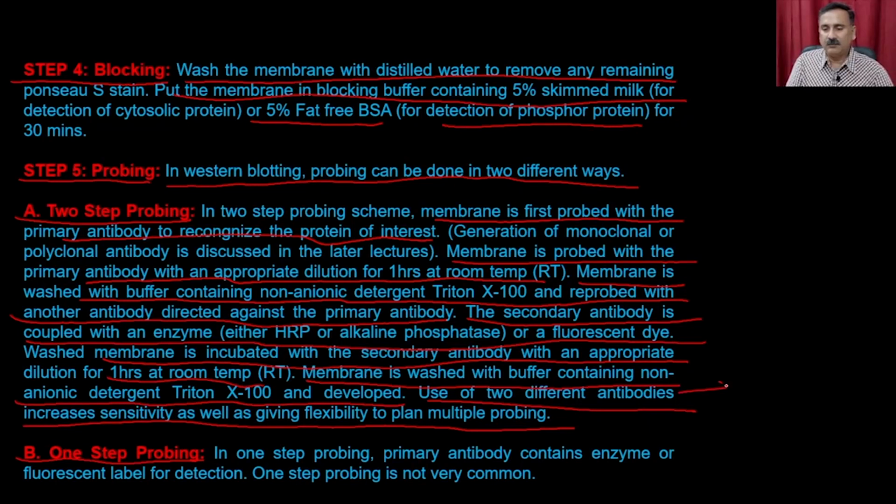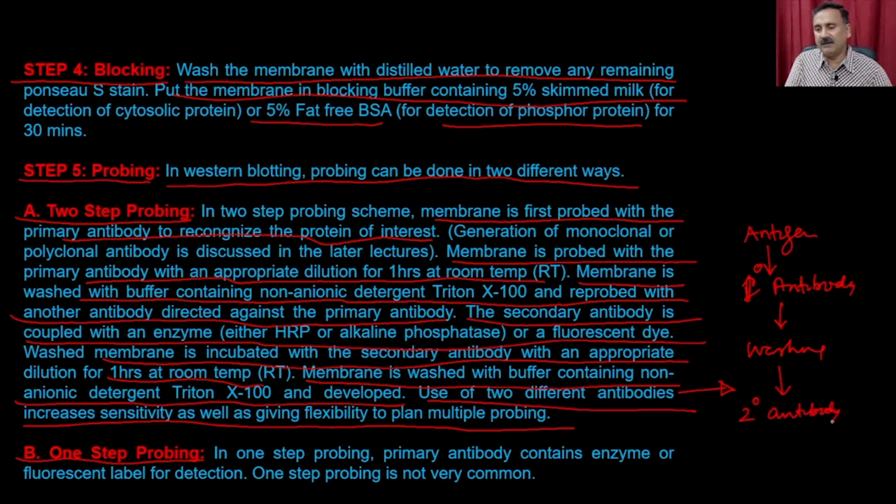So if you use the 2 antibodies, first you are going to have the antigen, the protein of your interest, and you are going to first probe that with the primary antibody, and then you are going to do the washing so that non-specific antibodies are removed, and then you are going to put the secondary antibody, and this secondary antibody is actually coupled to some enzyme. So either it can be coupled to HRP or alkaline phosphatase, and this HRP is actually going to give you the signal.